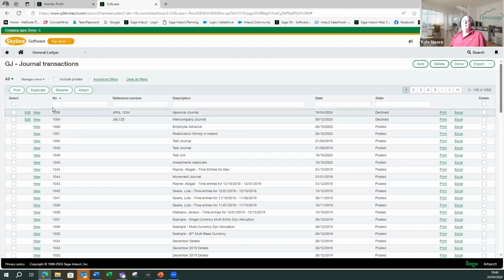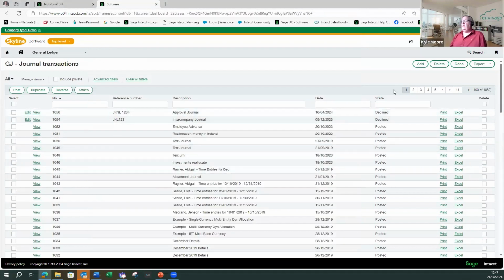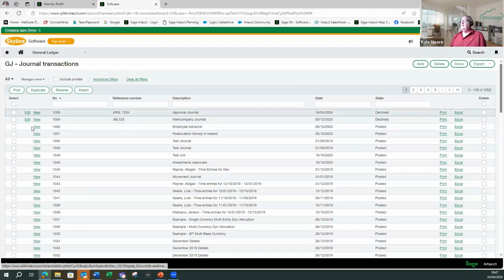They've been declined by the AI or the outlier. And when they've been declined, the system has sent an email to the person that was set up for that, saying the entries have been declined. We can even click here to view the journal entry, which will bring us into the screen that we're in now. If we wanted, we can edit that and push it through if it was declined for a wrong reason. But that's the system automatically generating those declines or stops or holds.